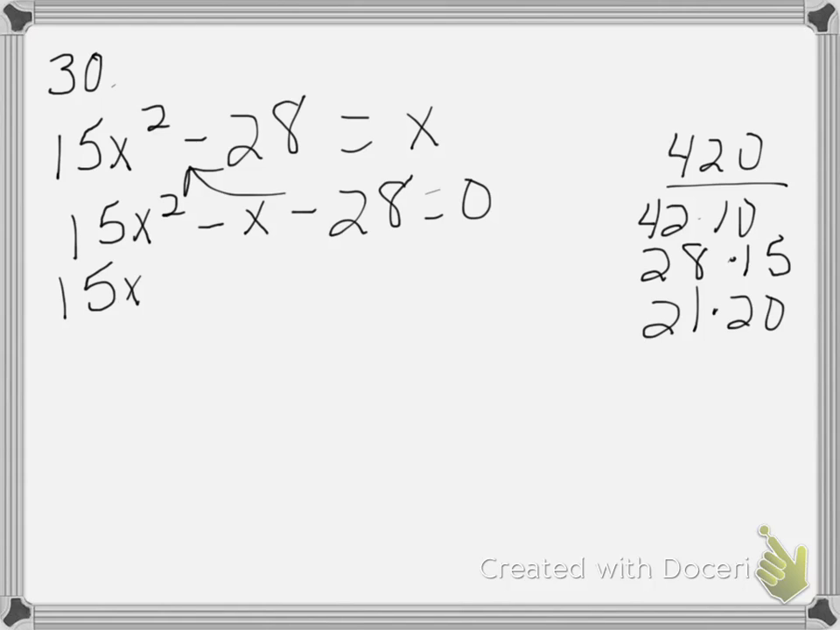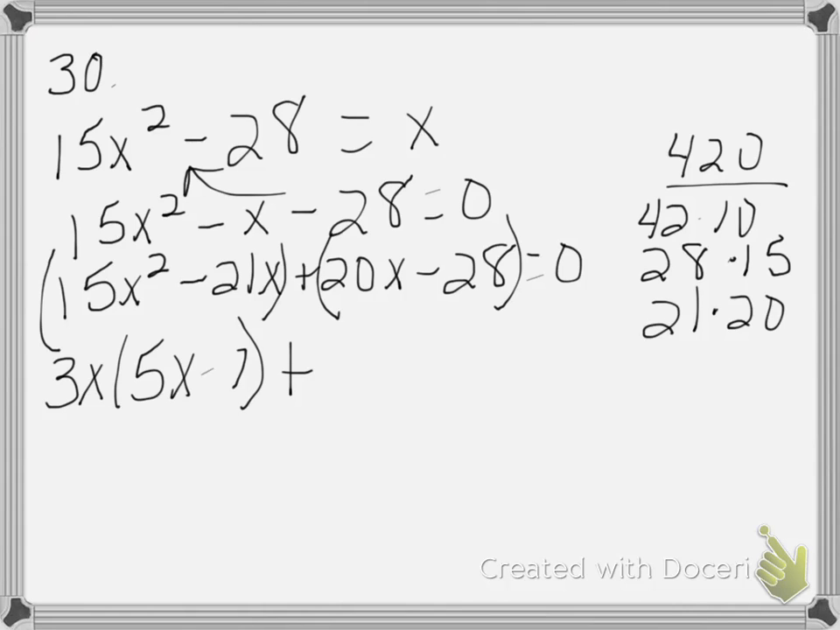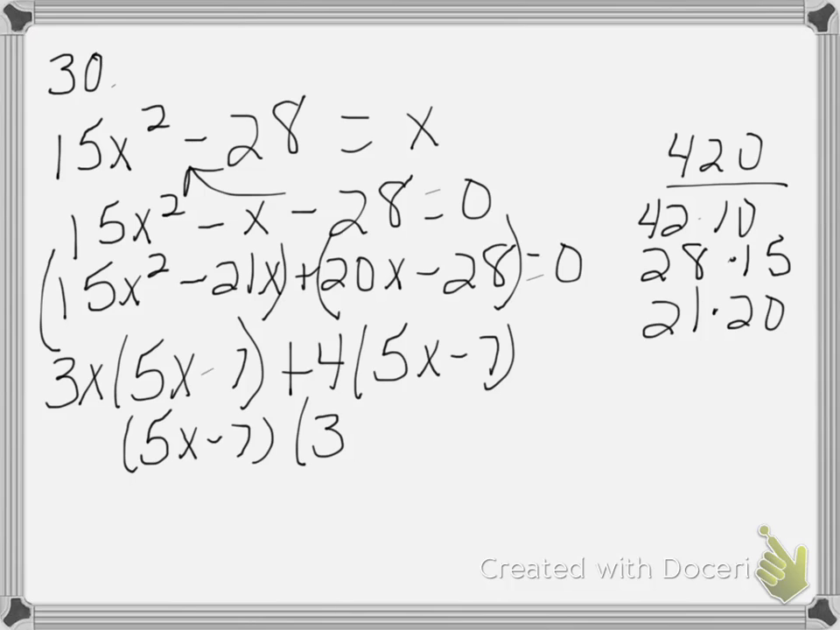I think I messed up on that last problem. Sorry. Plus 20x minus 28 is equal to 0. Group my first term, group my last term. My GCF is going to be a 3x, and I get 5x minus 7. I'm going to factor out a 4 and get 5x minus 7. 5x minus 7 times 3x plus 4.